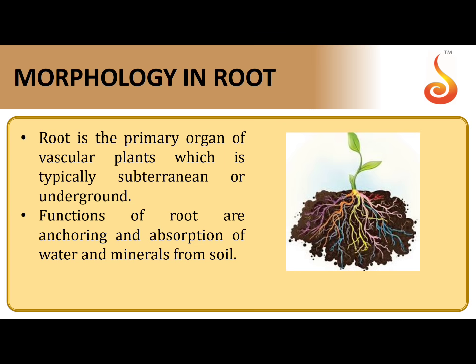So, where is the root present? Root is present in the subterranean region or the underground region. What does it do? It does vascularization. It is a primary organ of vascular plants, very important. If there is a vascular plant, there is necessity for the root to pass the water to the leaf. What else does the root do? It does anchorage and absorption.